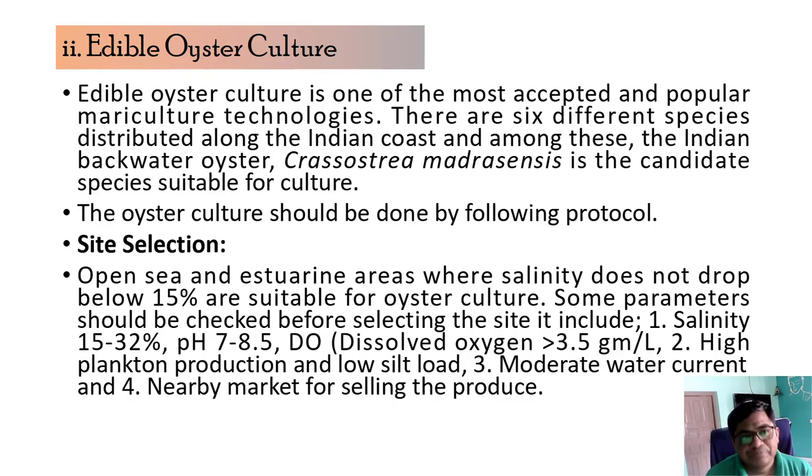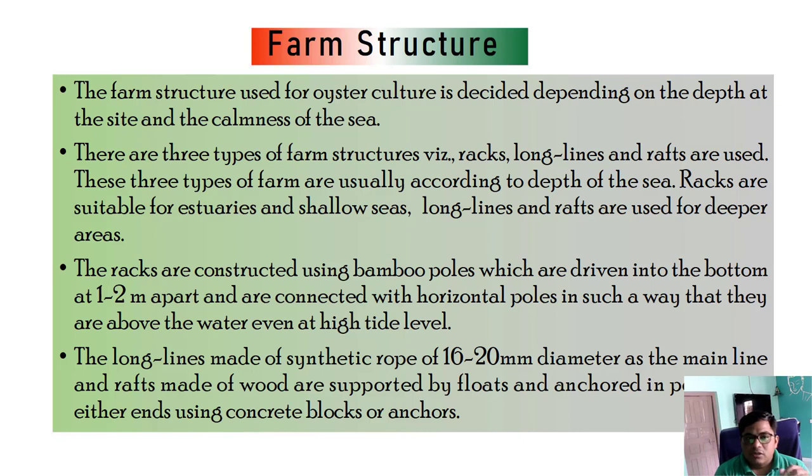Okay, now the farm structure. The farm structure used for this oyster culture is decided depending on the depth at the site. I have just discussed that the depth is very important. So the structure of the farm used for oyster culture depends on the depth of the site and how calm the sea is. The calmness of the sea is very important. There are 3 types of farm structures: racks, long lines, and rafts, used for this oyster culture. These 3 types of farm are selected according to the depth of the sea.